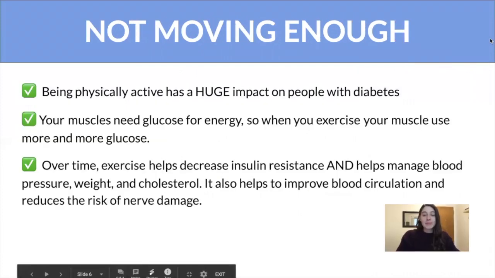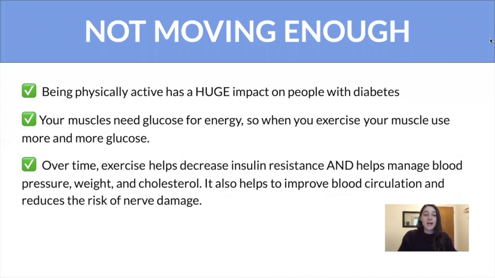So another common mistake is not moving enough. Being physically active is so important for people with diabetes. So it's obviously so important for overall health, but it can make a huge impact on your health if you have diabetes. So your muscles need glucose for energy, right? That's how they operate. So when you exercise, you're using all your muscles and your body starts needing more and more glucose. So you're able to really bring your blood glucose down to a very healthy range.